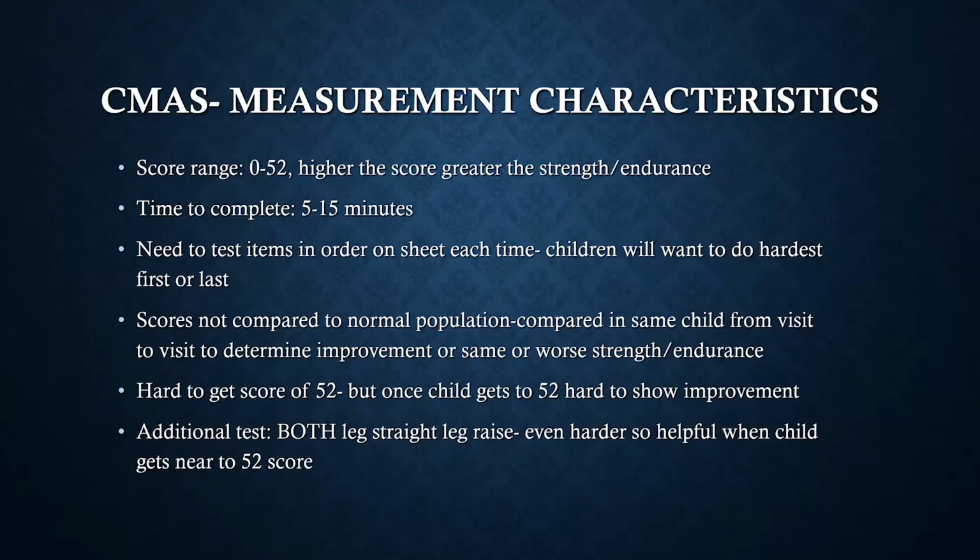It's hard to get a score of 52, but that's by intent, because once a child gets a perfect score, then it's hard to show improvement after that. There's a little trick: once they get near to 52, you ask them to hold up both their legs at the same time in a straight leg raise, and that's even harder than the single leg. And then you score it the same way, up to 120 seconds.